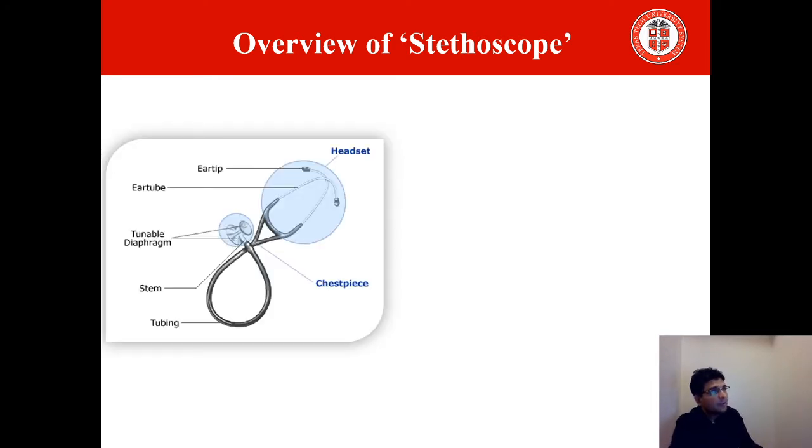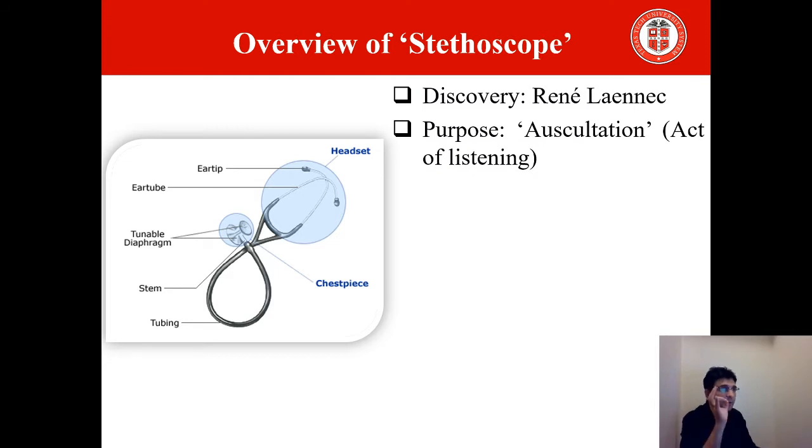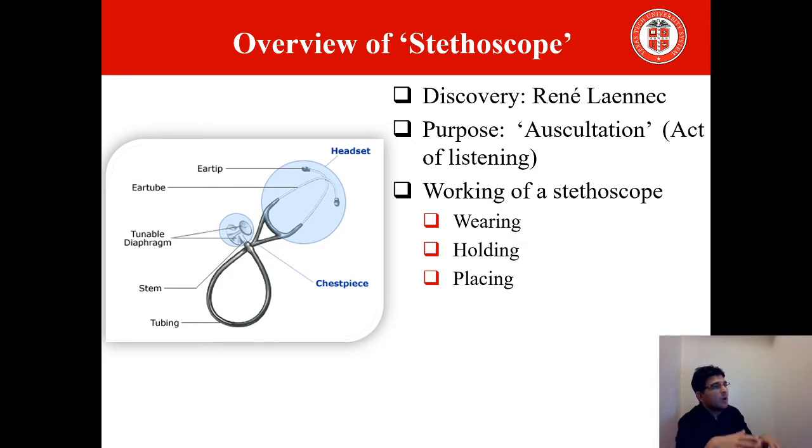This is a diagram of the stethoscope, and I'll just talk briefly about it. It was discovered by Laennec, and the purpose of this instrument is to auscultate, or the act of listening, to different kinds of sounds inside the body. Now, how is this going to work? We will first talk about how we are going to wear it. This part is known as the ear tip. It is also known as the earpiece, the part which is put into the ear.